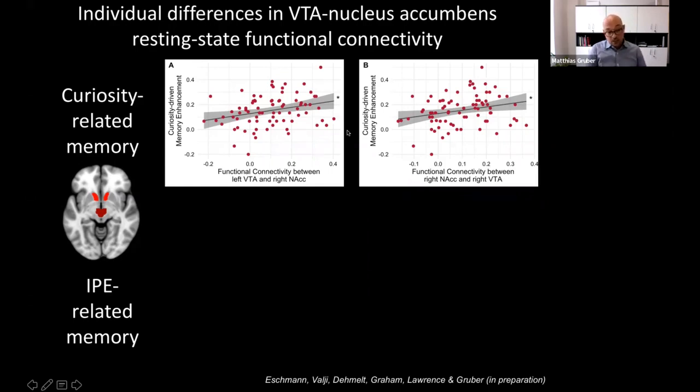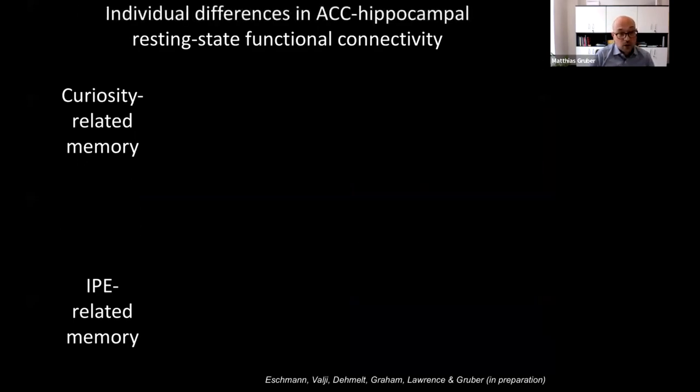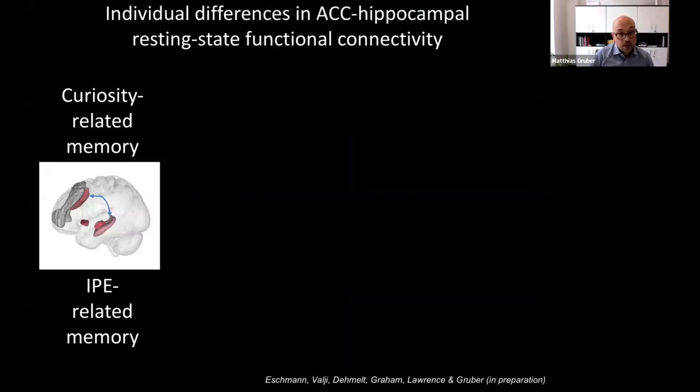And when we look at IPE-related memory, we don't see anything like this. So we see a dissociation here. There's no modulation. But then if we look further, there's also another connection that came out, which is basically the ACC and the hippocampus connection, the two areas in the brain in the PACE framework which we suggested should be related to information prediction errors.